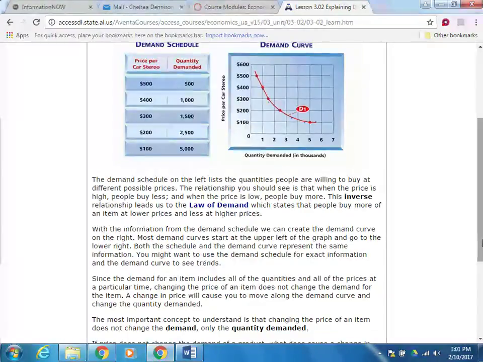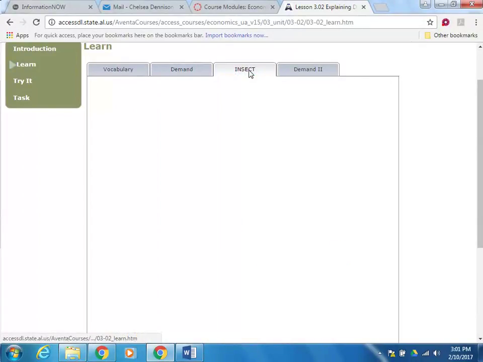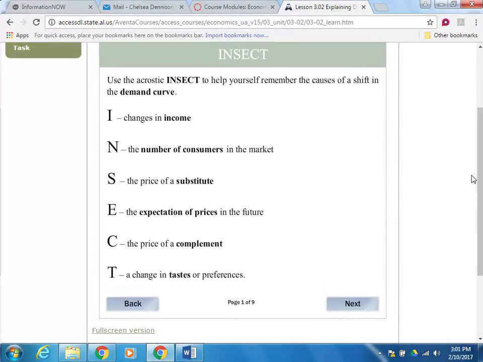Okay, so let's talk about some things that actually do change the demand curve, which would either cause it to shift to the right or left. And those things are known as the determinants. Okay, and they're in those notes too. This can be helpful for you when you do your lesson. But it's just changes in income, the number of consumers in the market, the price of a substitute, the expectations of prices in the future, the price of a complement, and a change in taste or preferences.